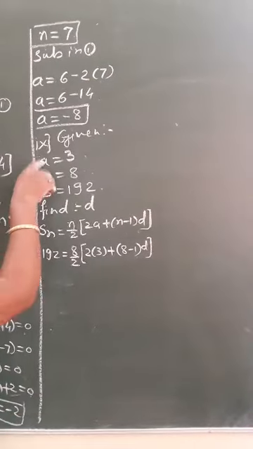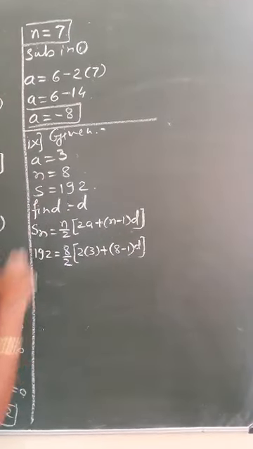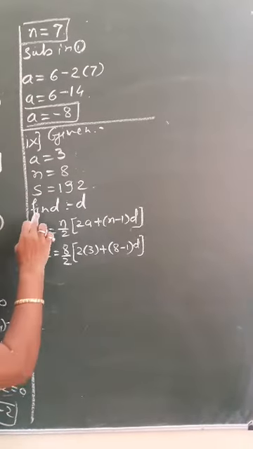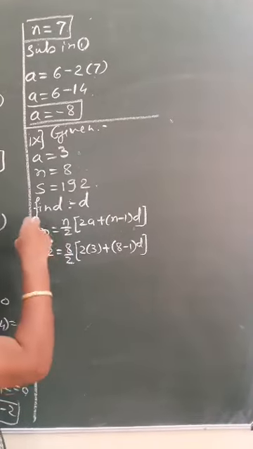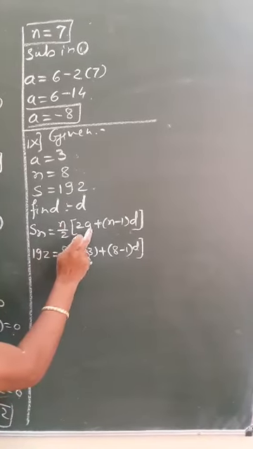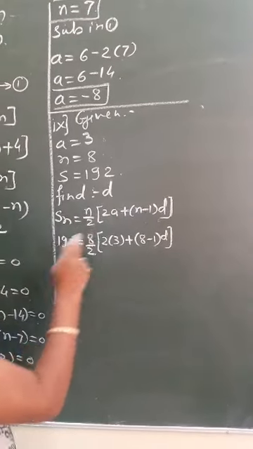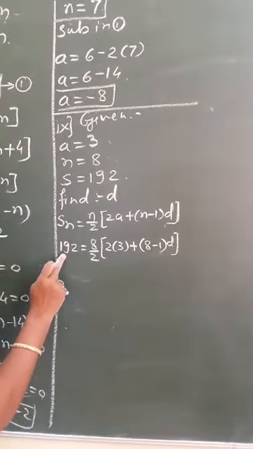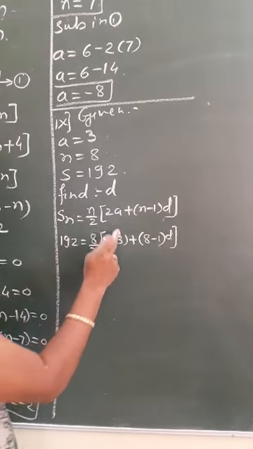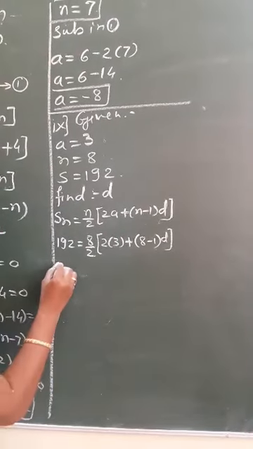Okay. Ninth problem. What is given? a is equal to 3, n is equal to 8, and S means Sn, sum of the terms, 192. We have to find d. In the Sn formula, d will come in this formula only. n by 2 into the bracket 2a plus n minus 1 into d. Sn value is 192, n is equal to 8, 8 by 2, 2 into the value of a is 3, plus 8 minus 1 into d, because we have to find d.